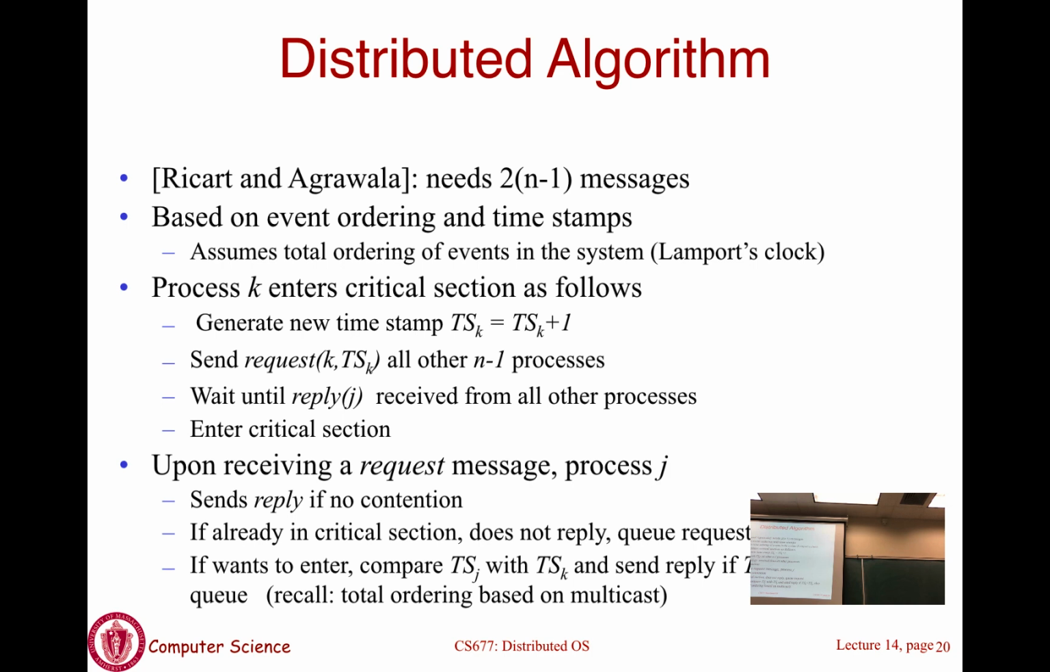So here's how it's going to work. In order for a process to grab the lock, you're going to do the following. You're going to increment your logical clock. You're going to request a lock by broadcasting that request message to every other process in the system. You are going to say, I am process K, this is my clock value, and I am requesting the lock. You broadcast that to every other process in the system.